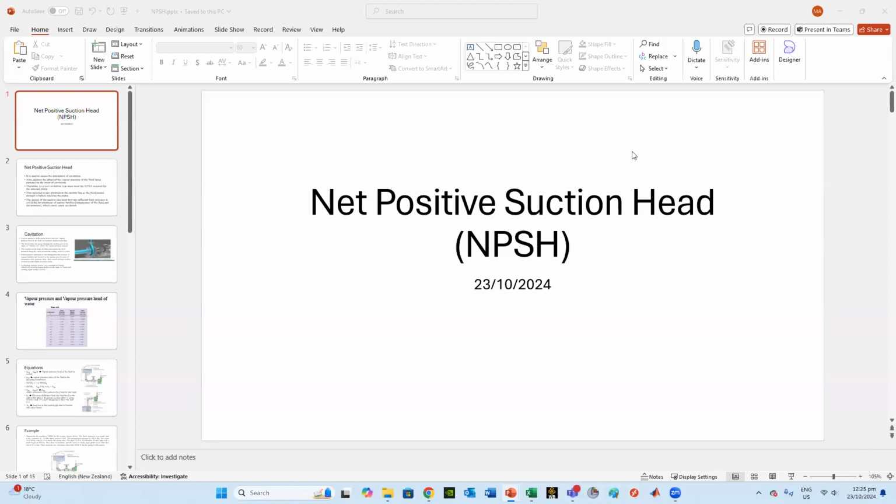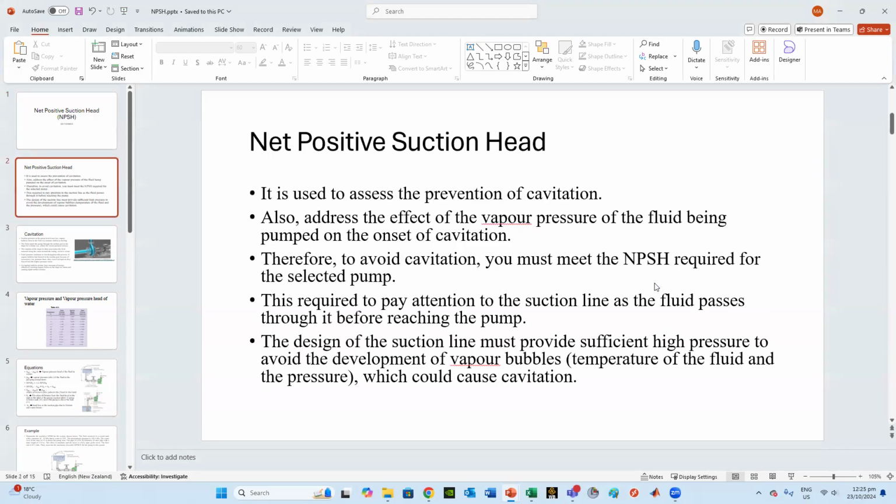Hi, so part 3 of this topic is talking about the net positive suction head, NPSH, required and available. It's used to assess the prevention of cavitation, as it addresses the effects of the vapor pressure of the fluid being pumped on the onset of cavitation.